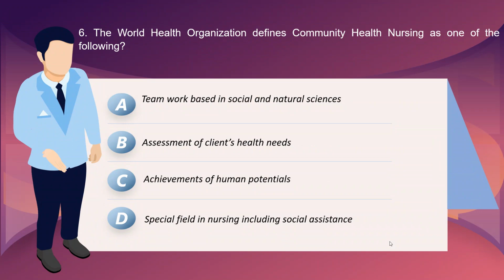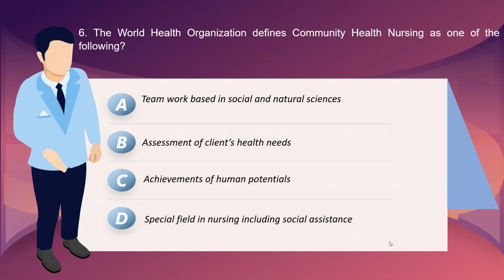Of course, when we talked about this question, it is very important that we focus on the definition coming from the World Health Organization, because the World Health Organization's expert reports describe public health nursing or community health nursing as a specialized field of nursing and public health, with notable historical activities that include social assistance alongside health services. So in this case, the best answer for number six is letter D.